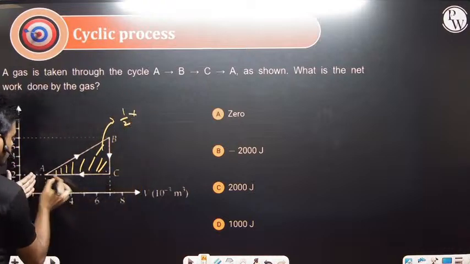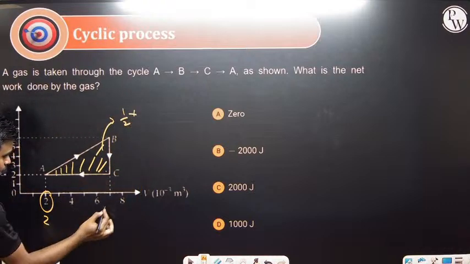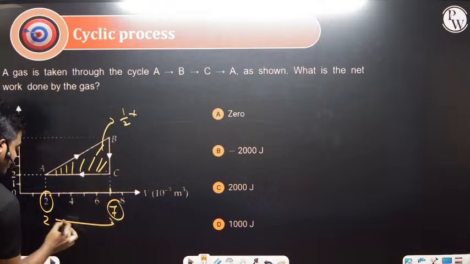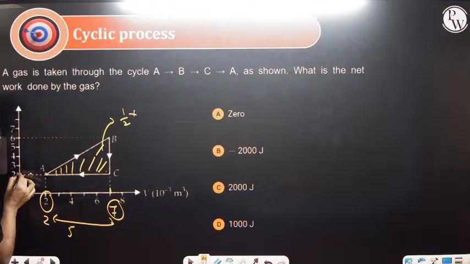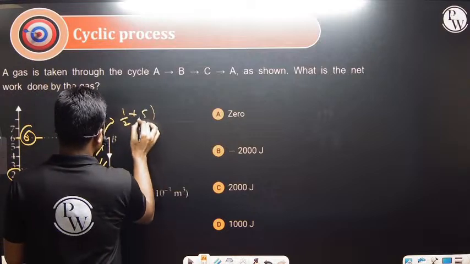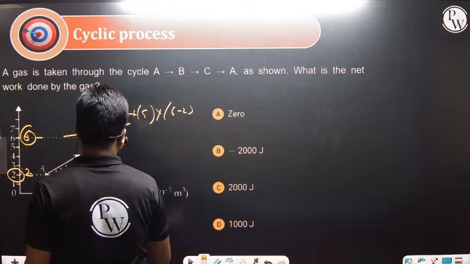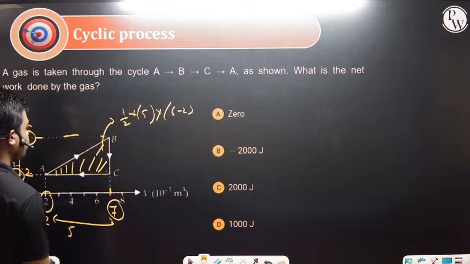What is the area? This one is 2 and this one is 7, so the base is 5. And on this side we have 2 and on this side we have 6. So the base is 5, multiplied by the height 6 minus 2. How much do we get? 5 into 4 divided by 2.